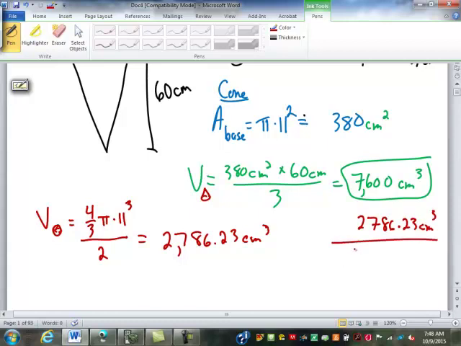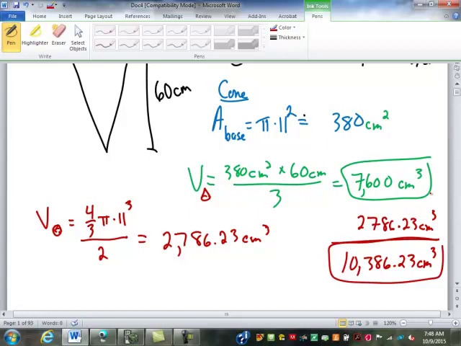So we add that up to get a total of 10,386.2325, somewhere in there. Centimeters cubed. How many of you had that for volume? One. That's not a great average. Forgot to divide the sphere by 2. I was a little off, but I didn't round up.